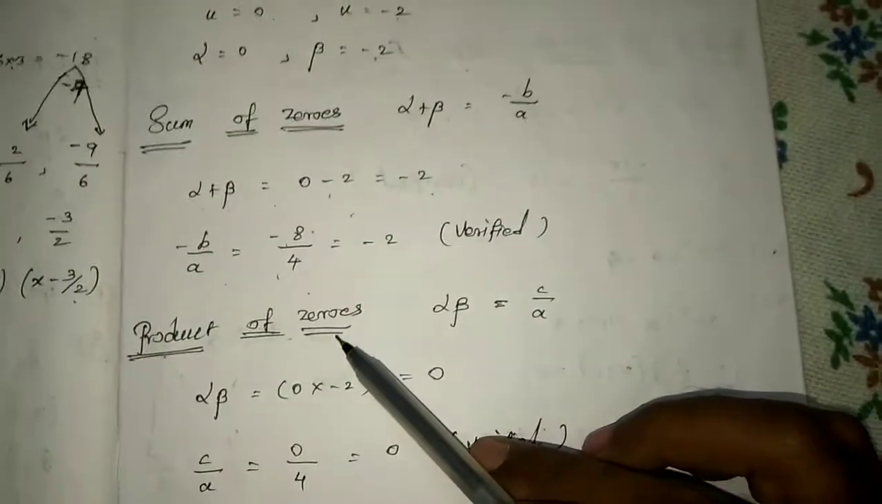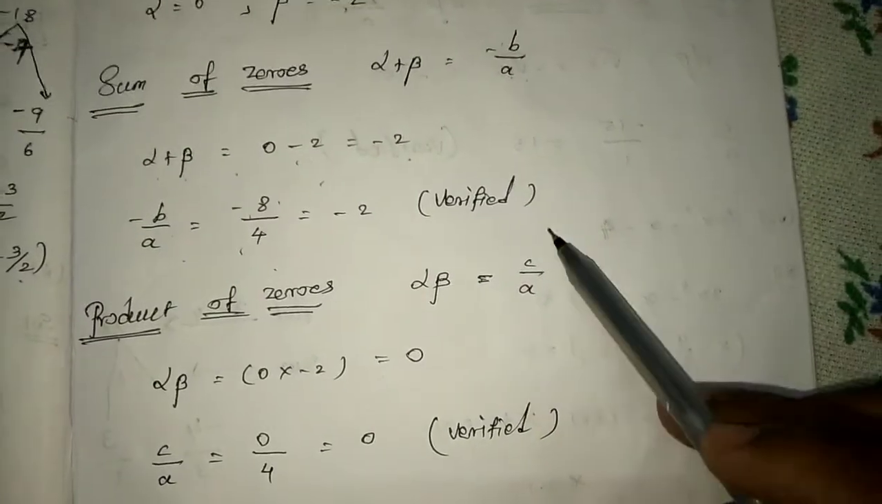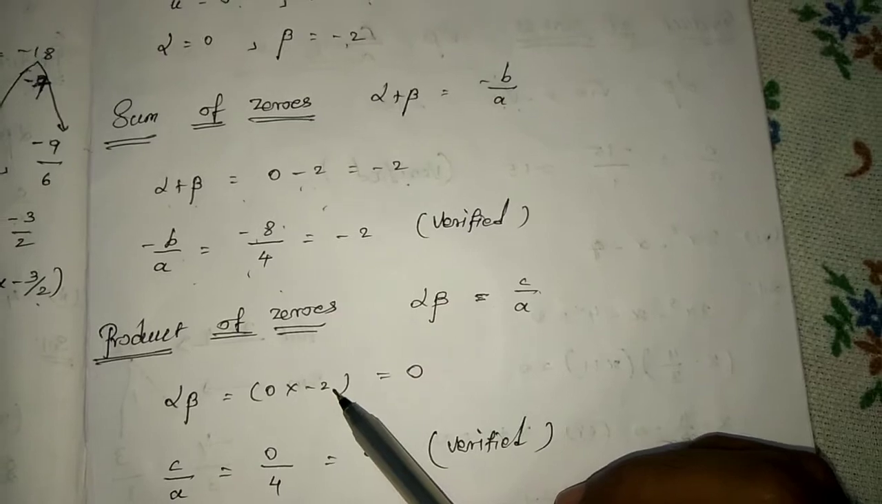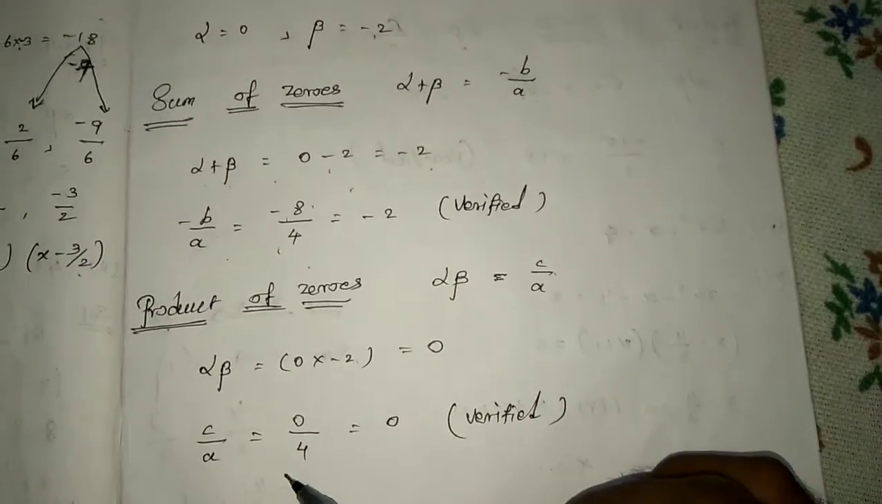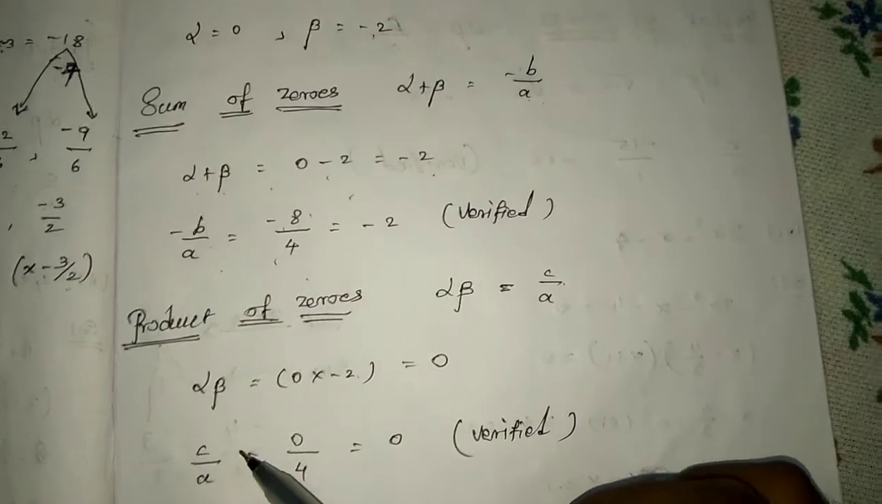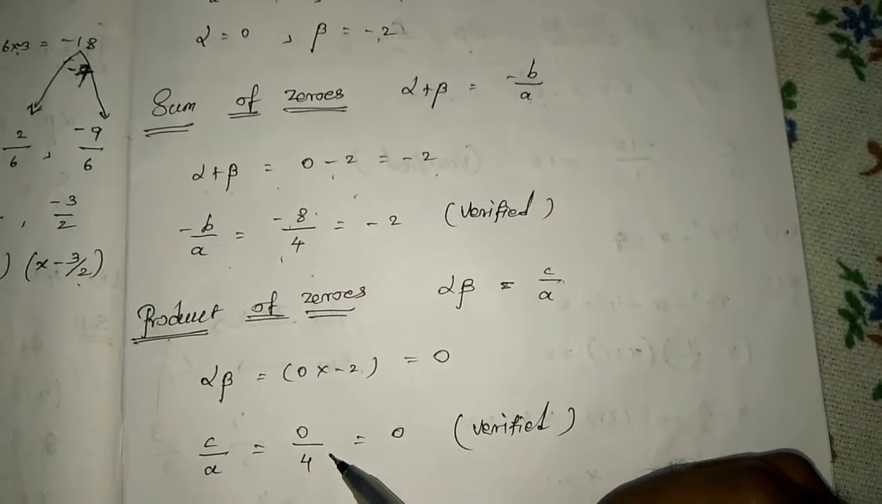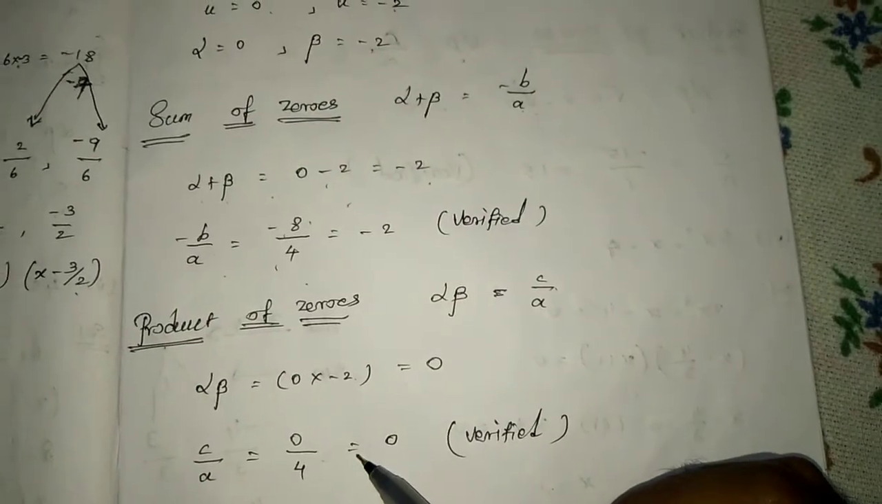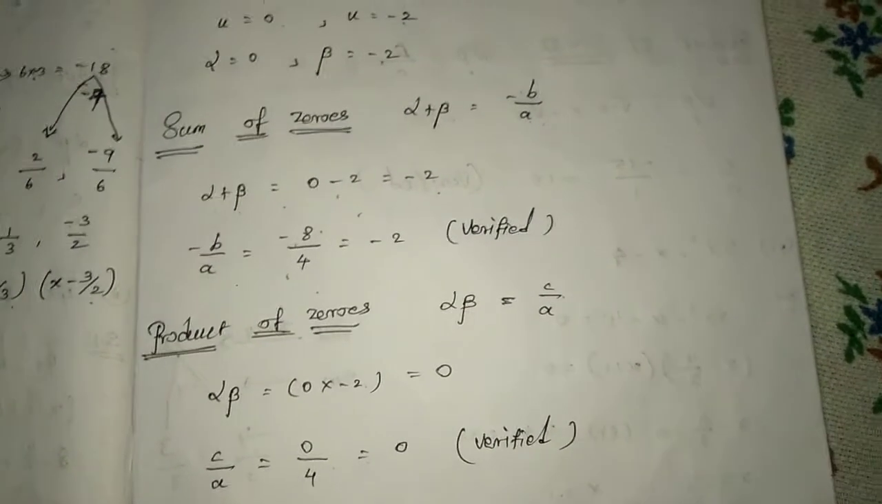Next, the product of the zeros, alpha into beta, is equal to c by a. Alpha into beta: alpha value 0, beta value minus 2. So 0 into any number is 0. Next, c by a. The c value, there is no constant here, so that is 0. 0 by a, where a is the coefficient of x squared, that is 4. So 0 by 4 is 0. So both are 0. So verified.